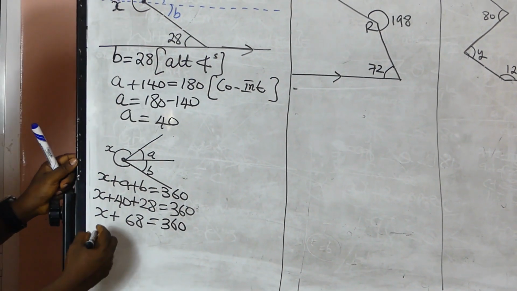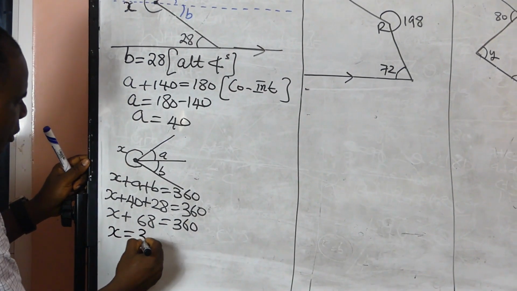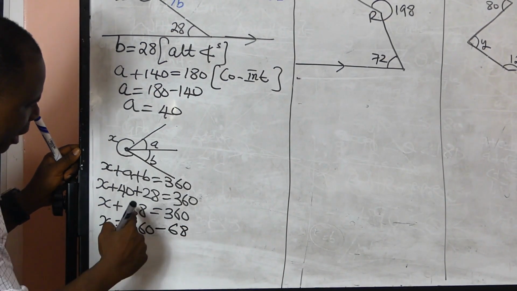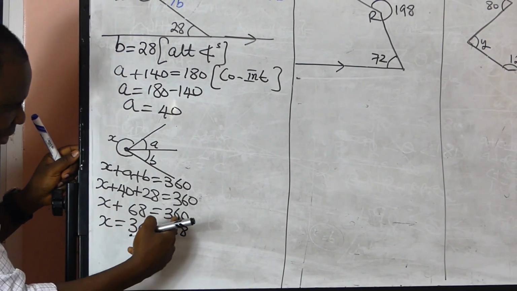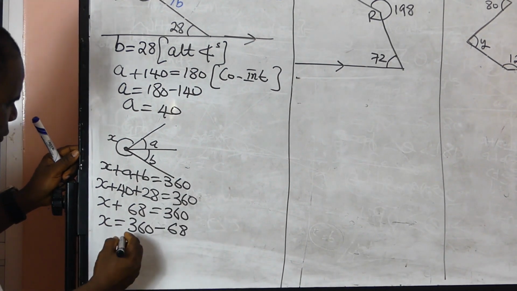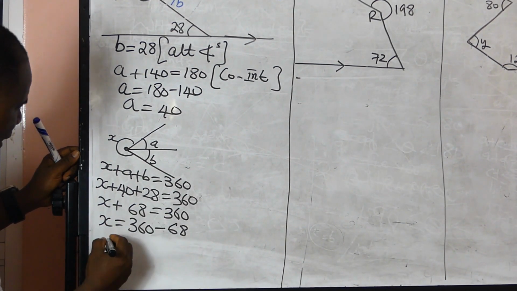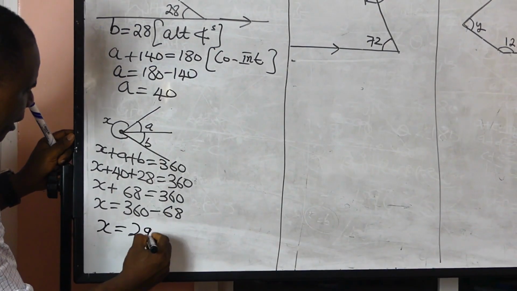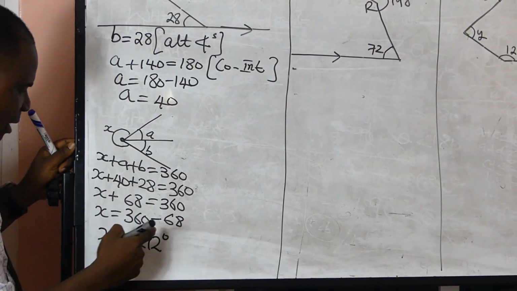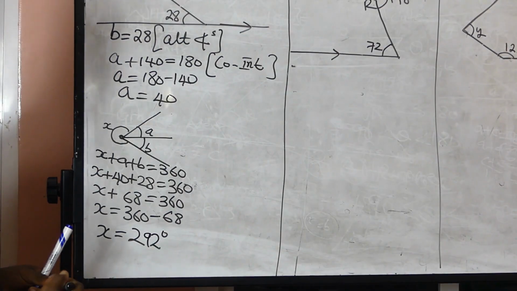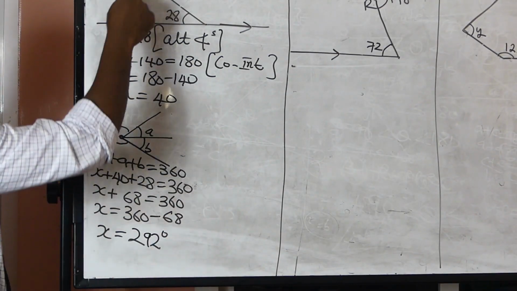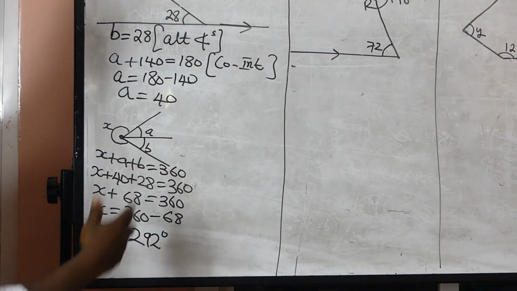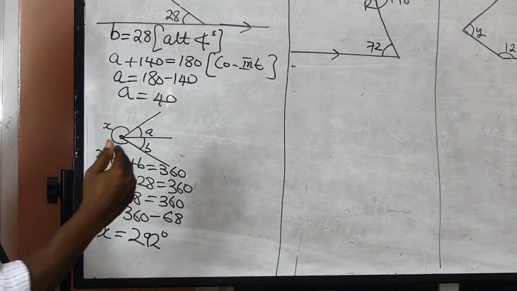So watch what I'm doing here. How did I get the 68? I added these two to get 68. Now I transpose it because I'm collecting like terms. X is equal to 360 minus 68. So I now have 292. X is equal to 292. So we got the angle X. As you can see, this angle is between 180 and 360, so we must call it a reflex angle.